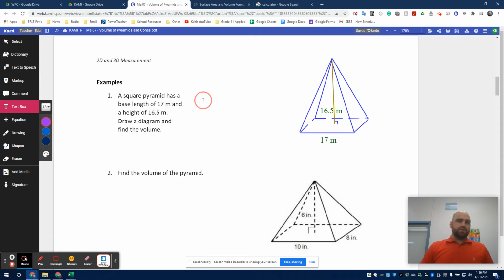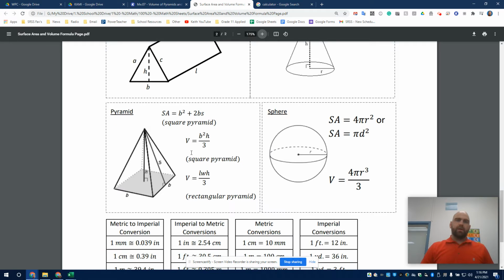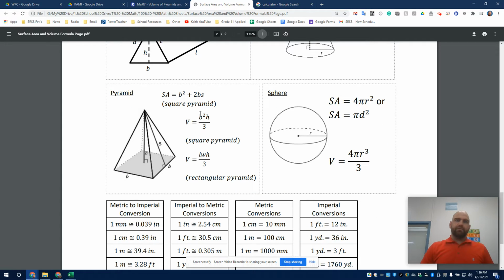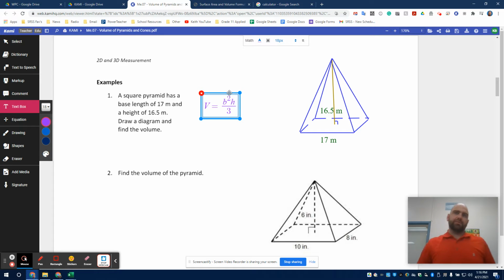Now, for a square-based pyramid, we can look at our surface area formulas here. For a square-based pyramid, we have volume right here is b squared times height divided by 3. So when we put in our volume, we're going to do volume is equal to base squared times height divided by 3. Now, as a reminder again, and we've gone through this a few times in class, make sure that when we have letters beside each other, we're multiplying. And when there's a squared on a letter, then only that number is squared.